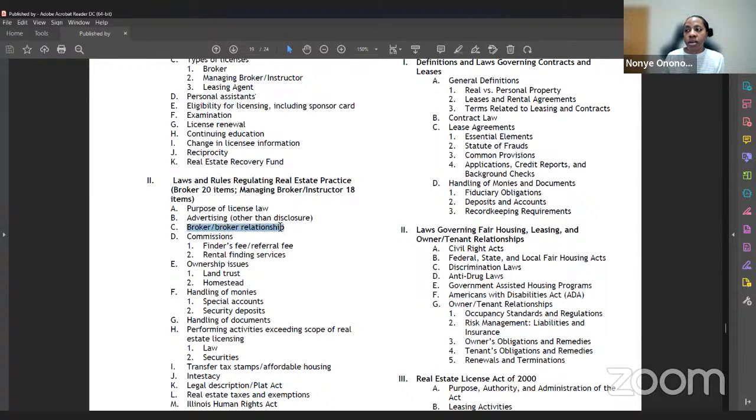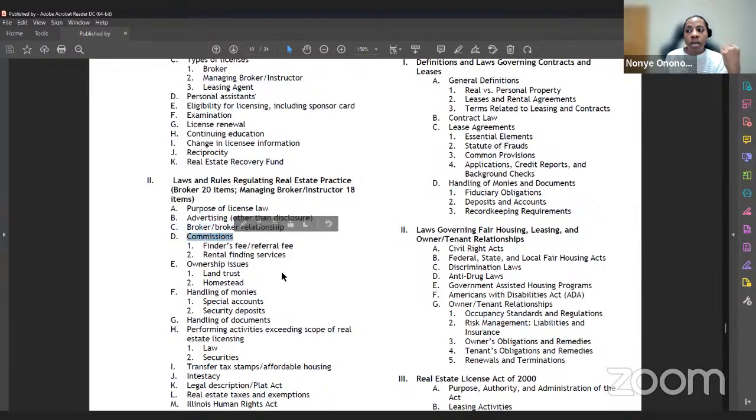Broker, and I'm thinking this is managing broker relationships or broker-broker relationships. So understand that you can only work for one sponsoring broker. And you can't host an open house for another sponsoring broker. So if the listing is not with your office, you can't do the open house for that listing because it's technically working for another sponsoring broker. Make sure that you remember the employment agreement that you must have with your sponsoring broker, and it must be in writing. So that's one of the documents that must be in writing according to our Illinois law.